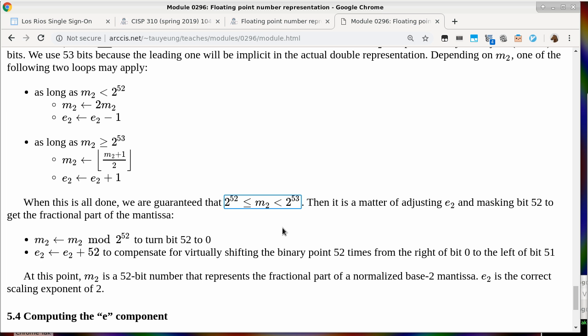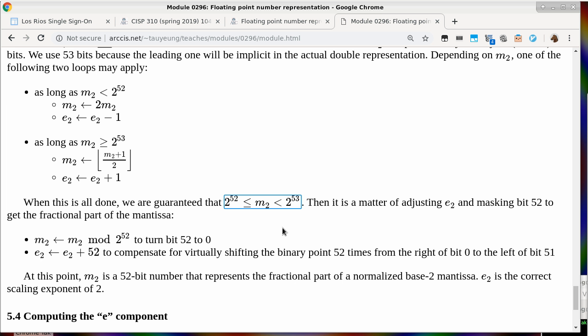Is that okay? Okay. So once we end up with a mantissa like this, then what we need to do is basically do this mod operation. But the mod operation like this, basically we're just keeping track of the fractional part of the normalized mantissa.